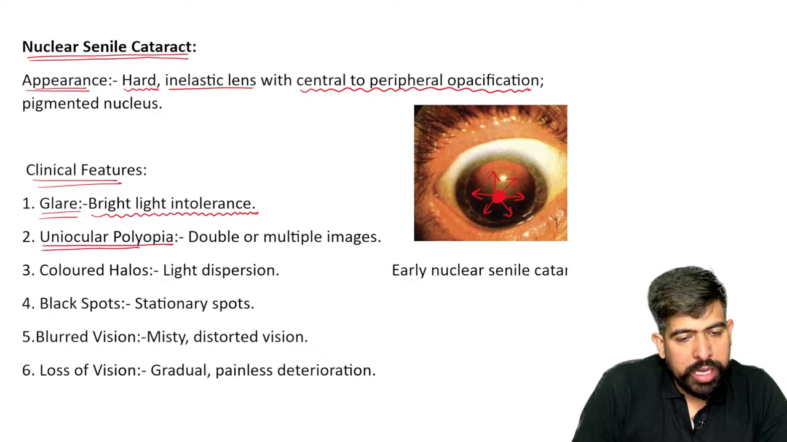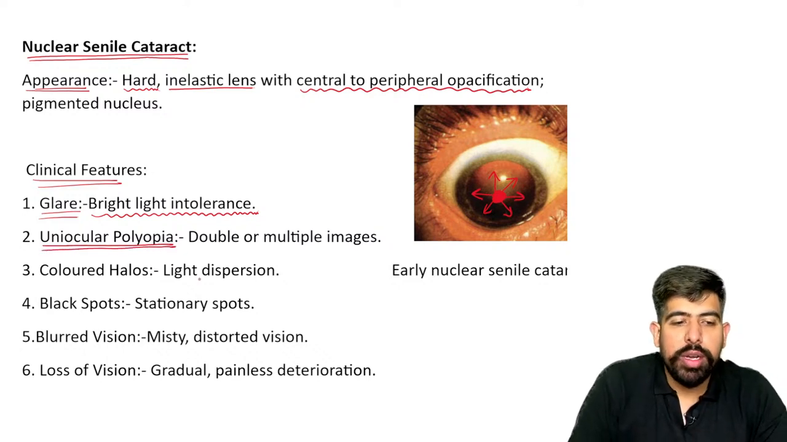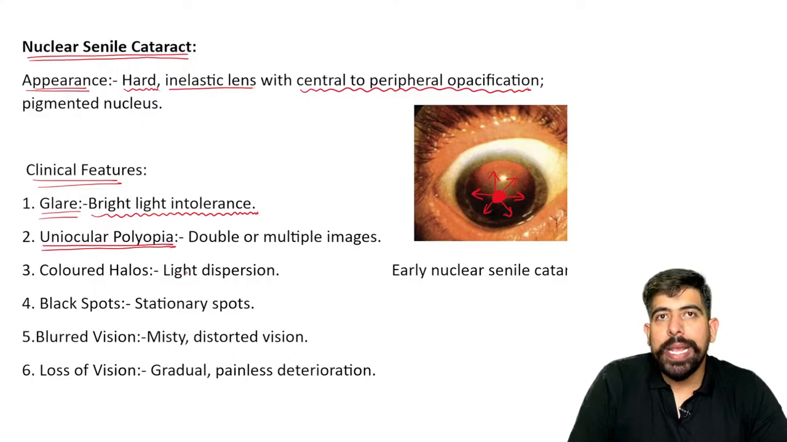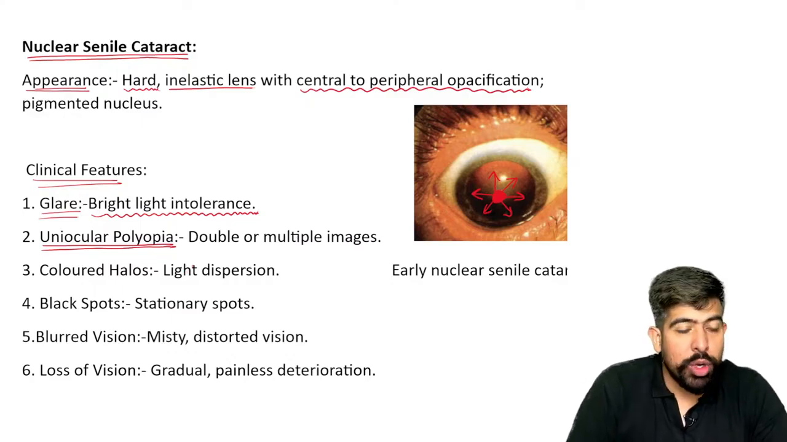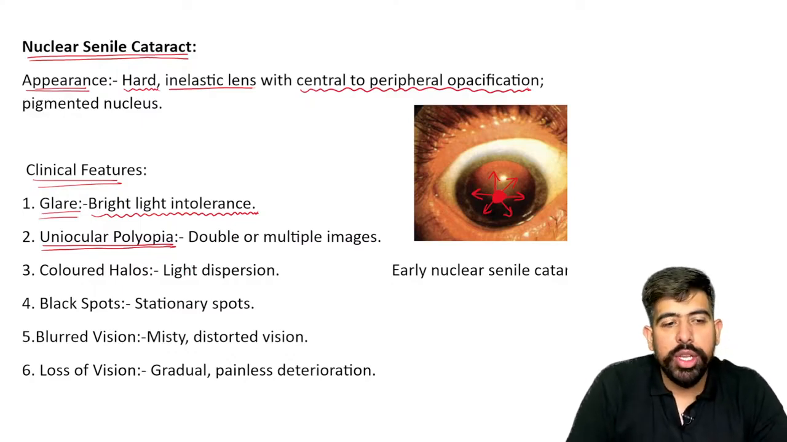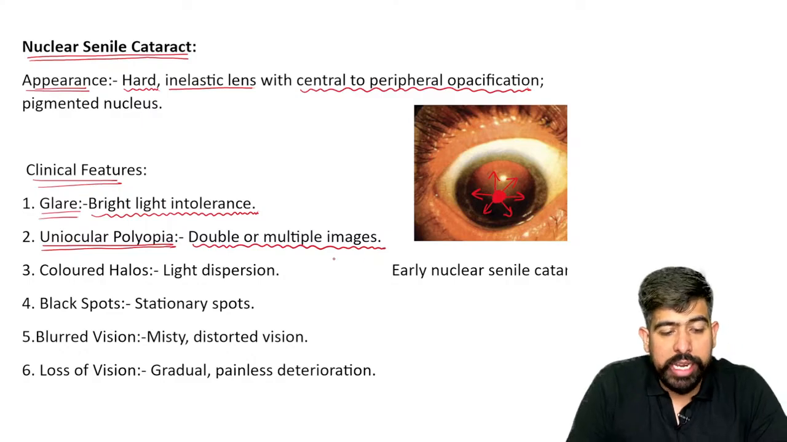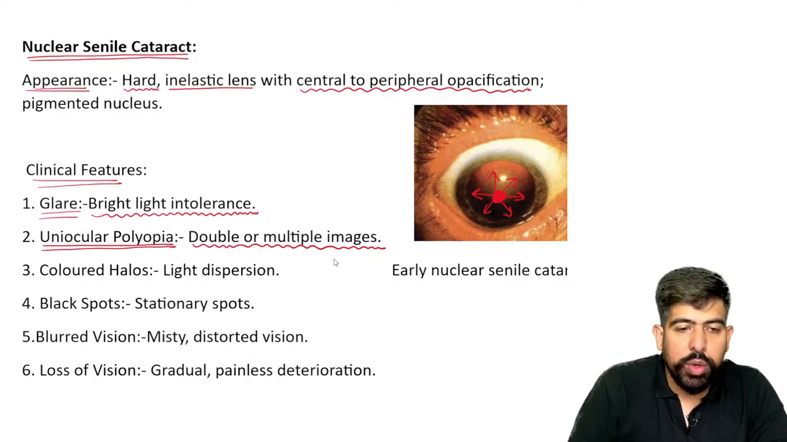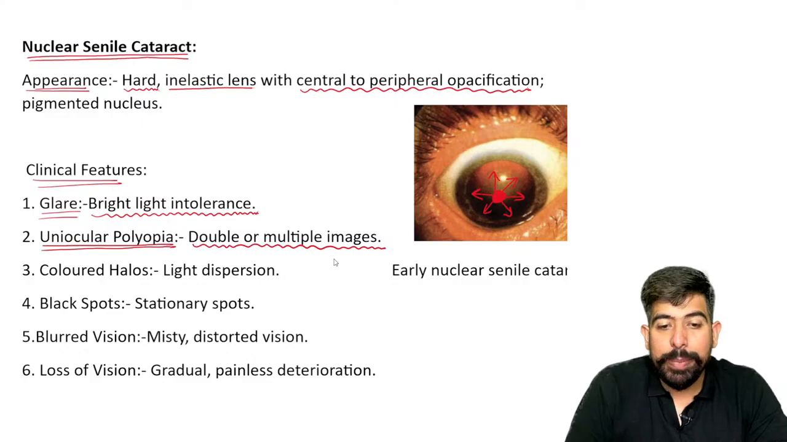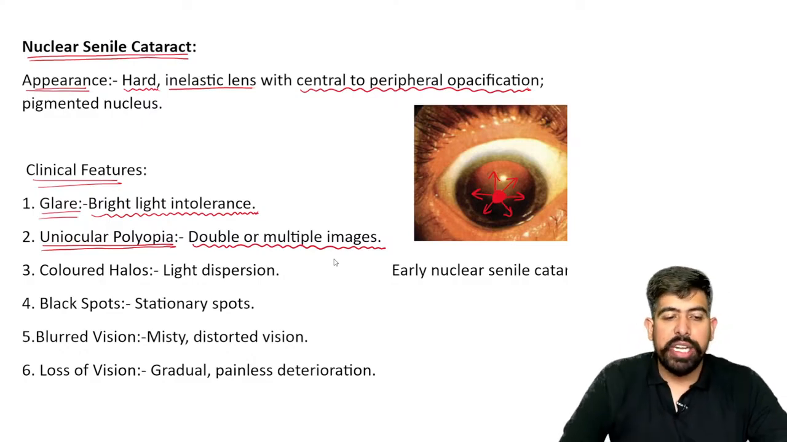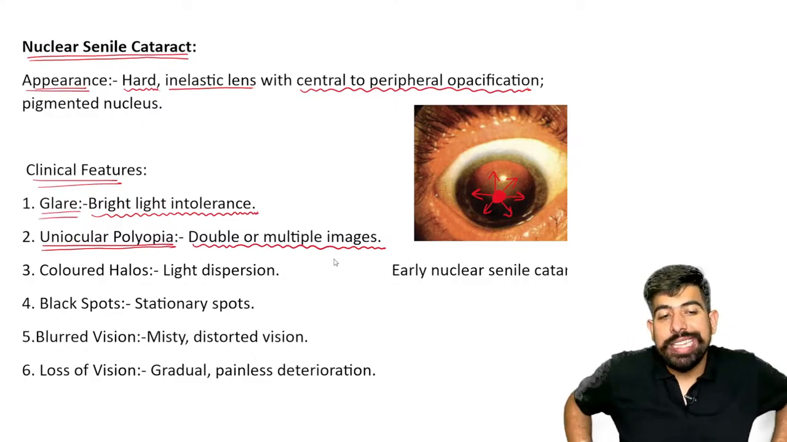Uniocular polyopia. What do you mean by uniocular? Diplopia is double vision, but I'm not talking about diplopia. I'm talking about uniocular polyopia. This is double or multiple images from one eye only. It means from the one eye only, which eye is affected, which is having this nuclear senile cataract.